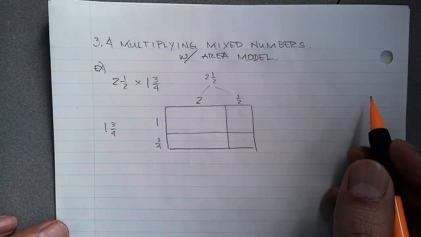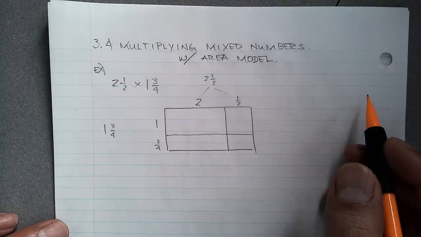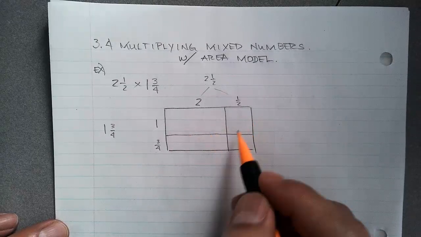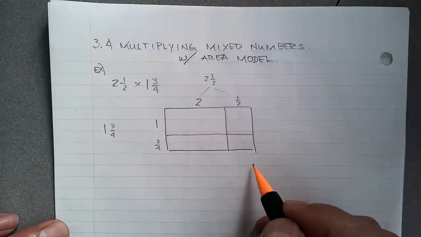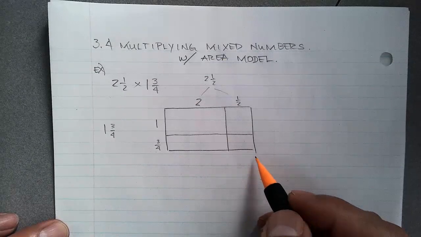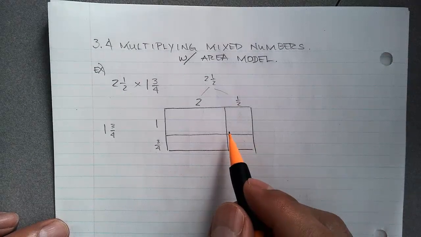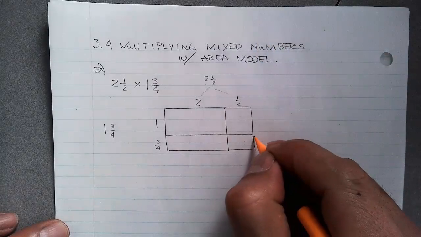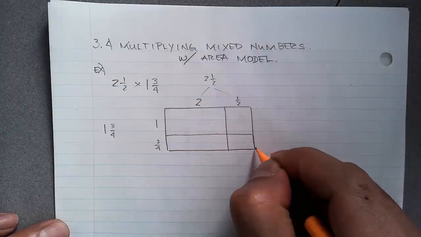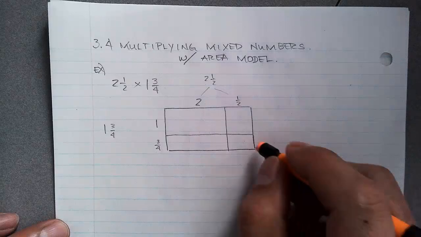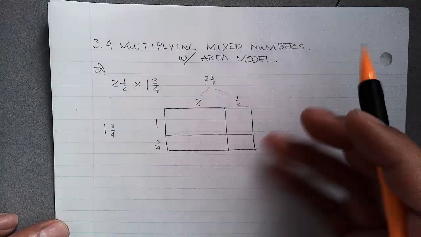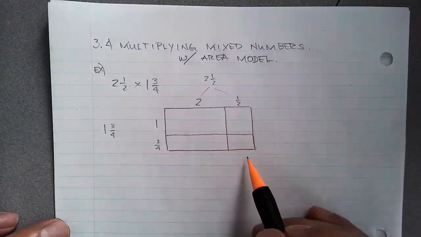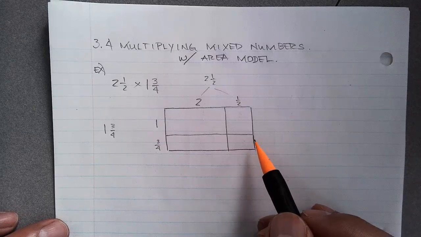And so now we're just really going to find the area of each of these little parts, and then in the end we're going to add them up. And this is really the challenging part about this, the adding portion of this area model. But I believe in you, and you guys can do this. I'm also going to review adding fractions along the way.